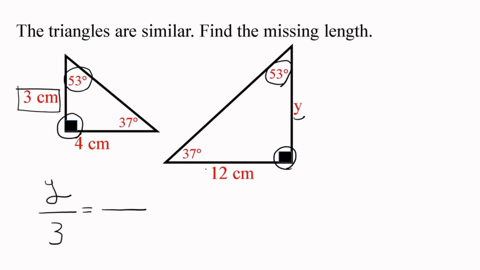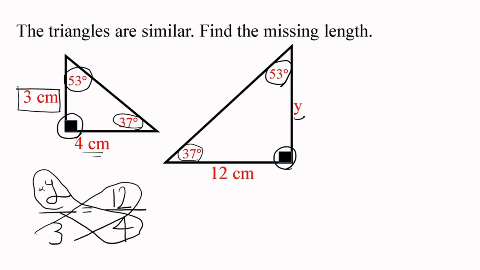Y is equal to, again, we are going to continue with the larger triangle, because here in the numerator I have a side of the larger triangle. I have 12 centimeters here, and this is located between 37 and 90, and this one is located between 37 and 90 degrees. So this is the corresponding side over 4, and I'm going to get help from cross product. So I need to multiply diagonally. y times 4 is equal to 3 times 12.